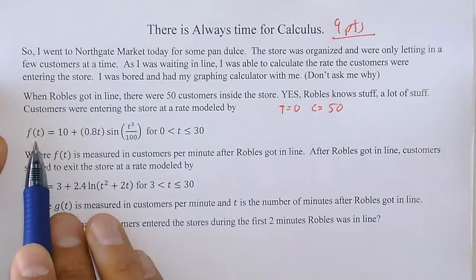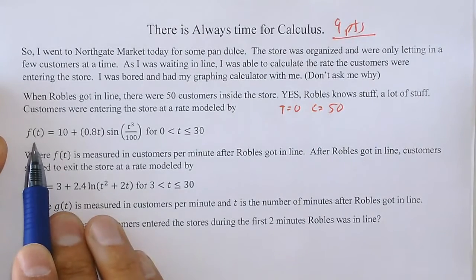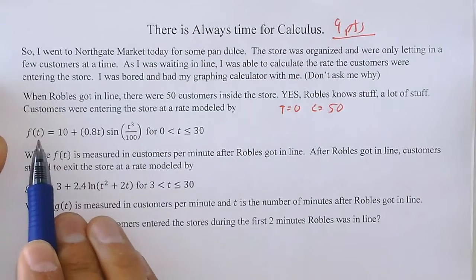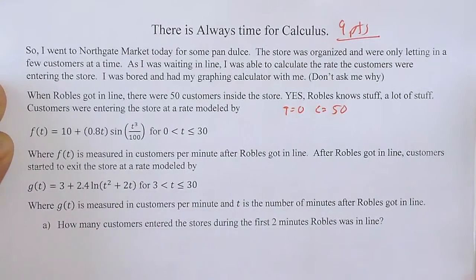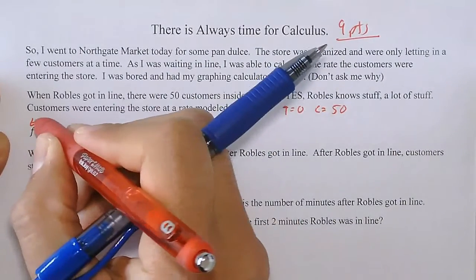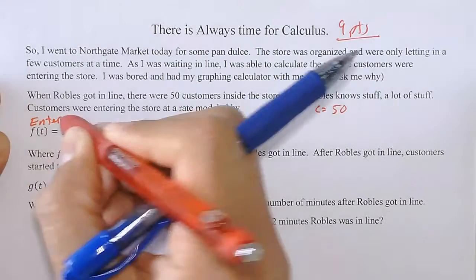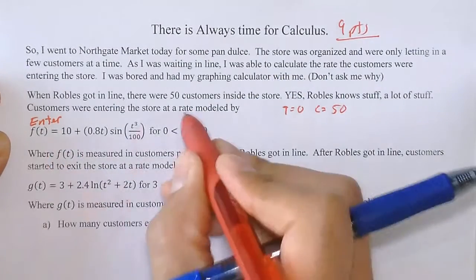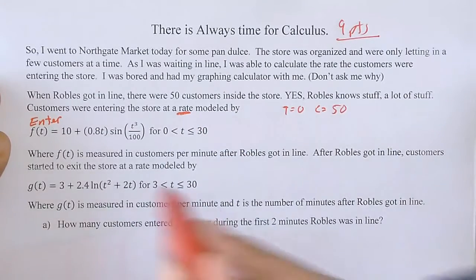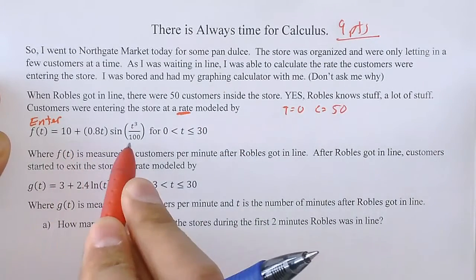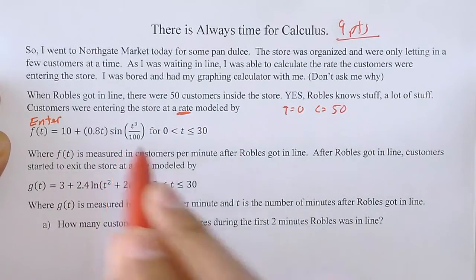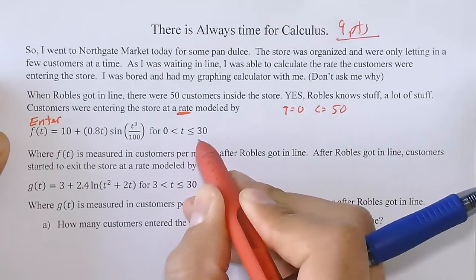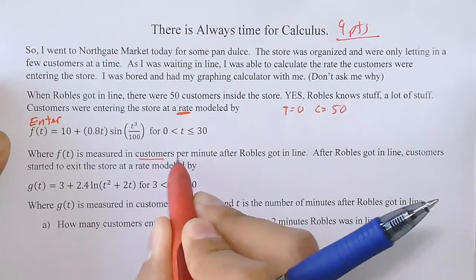F of t represents the people entering the store. This is people coming in. And I always like to label. So I'm just going to make sure that I can tell people are going to enter at that rate. And this is a rate. I'm going to enter that into my equation, into my calculator in a bit. Keep in mind that this is from time equals 0 to time equals 30. And these are customers per minute. So that is a rate, customers per minute.